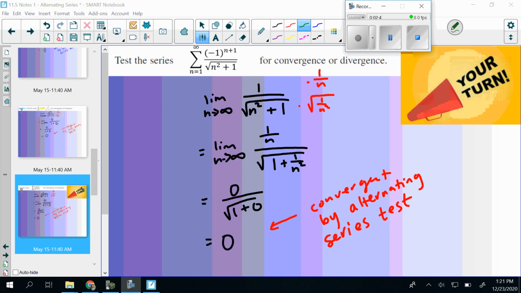You can see that with our alternating part here, if we would take that out, we'd get this one. That is definitely a decreasing series. Each next term is going to be smaller than the one before it. So let's test the limit.